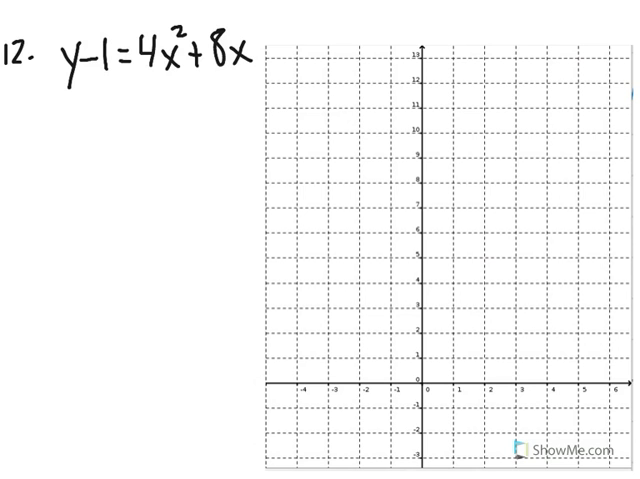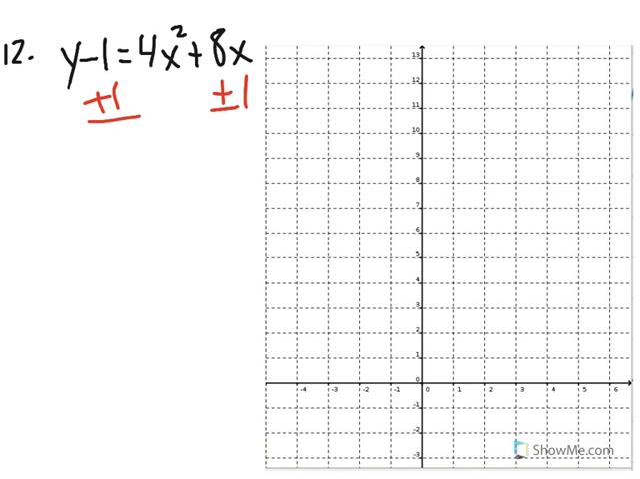I'm going to run through number 12 from lesson 9.3 in our quadratic functions graphing lesson from last night. You'll notice that the equation we're given is not set up in function notation. This minus 1 right here is giving us a problem. What we need to do is go ahead and solve for y. To do that, we'll just add 1 to both sides.